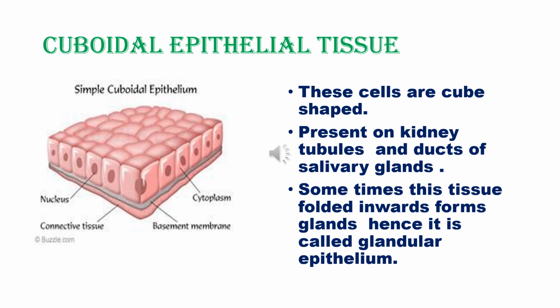And the last one of the epithelial tissue is cuboidal epithelial tissue, and the cells are just like cubes. Hence this tissue is called a cuboidal tissue. These cells are cube shaped, present in kidney tubules and ducts of the salivary glands. Sometimes this tissue folds inwards and forms glands, round and globular, hence it is also called a glandular epithelium.